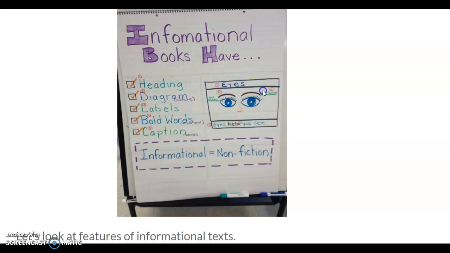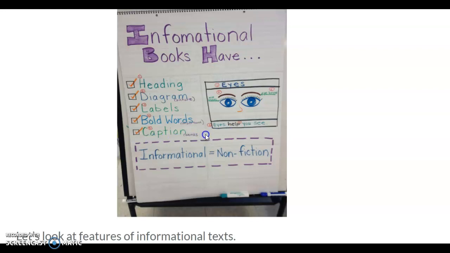They usually have something called diagrams or pictures. So this is an example of a picture or diagram. They usually have labels. A label points to and tells you what you are looking at in a picture. If you see bold words, that means those are important things about the information. For example, it says eyes help you see, and help is in bold or darker print, and that just means you know what the function of that is. It might be important information.